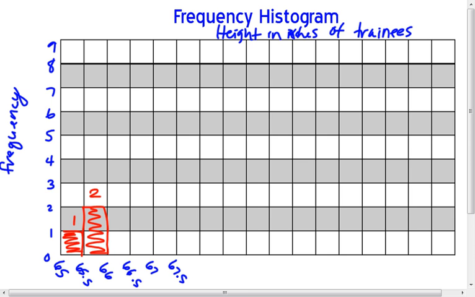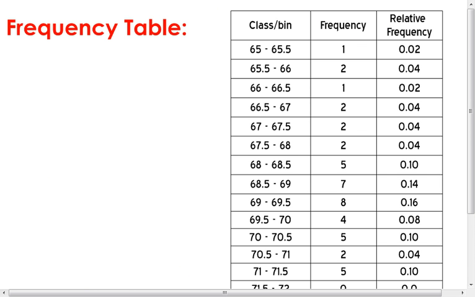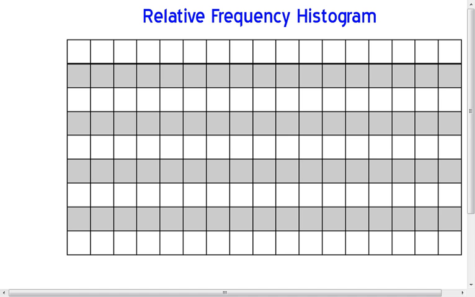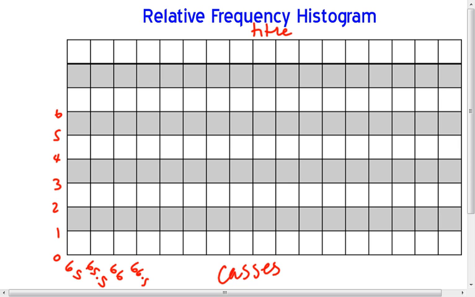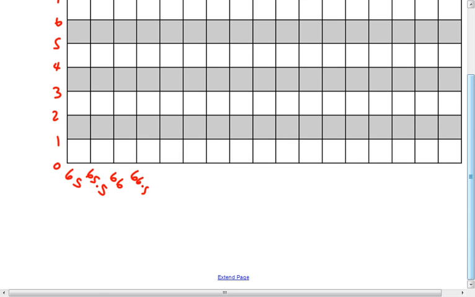The only difference between that and using this data to make a relative frequency histogram would be this. The title would be the same. Your classes down here would be the same. All of that's the same. So you would start again with 65, 65.5, 66, 66.5, and you would still label this. Right? And I should probably have classes there. I should label this again as height in inches.